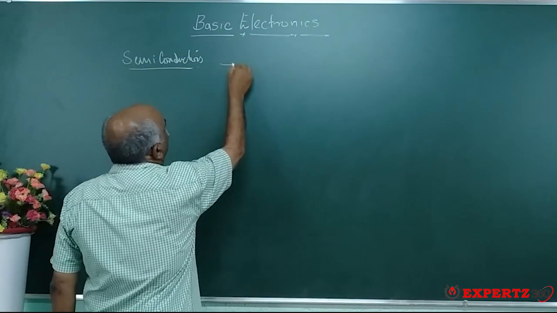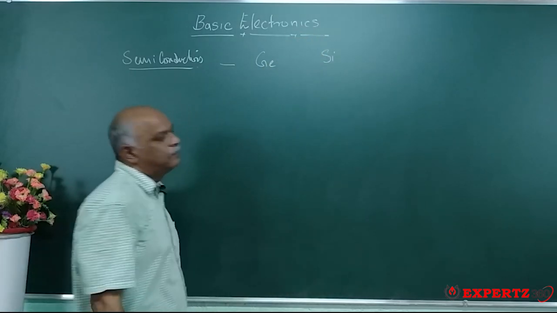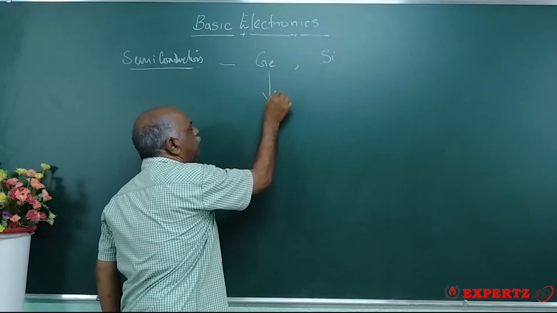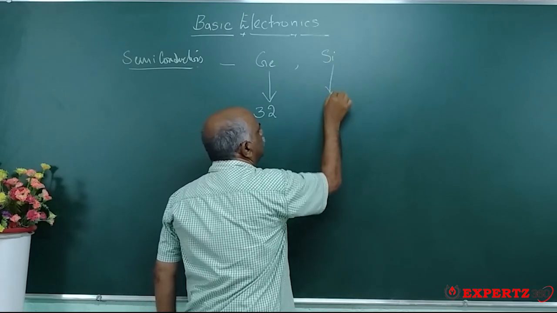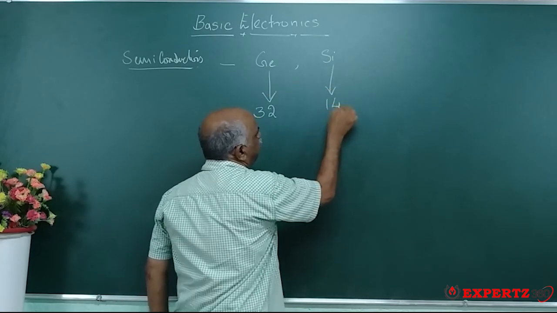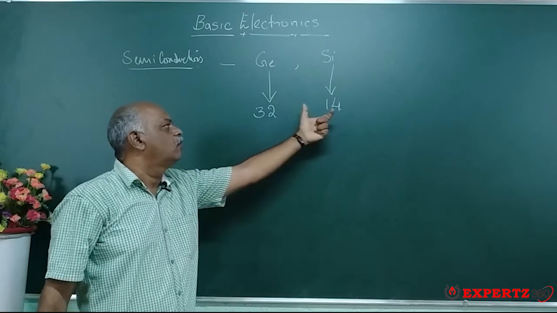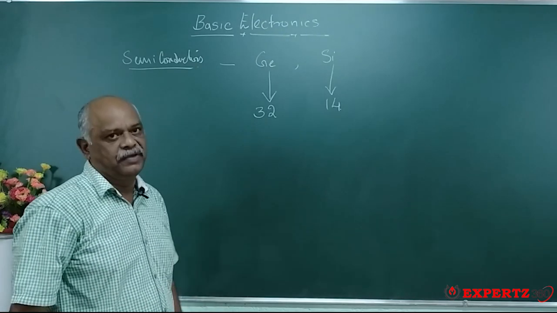So, usually we will be dealing with germanium and silicon. Germanium's atomic number is 32, and silicon's is 14. So the number of electrons will be 32 in germanium and 14 in silicon. Now, let us draw the electronic configuration of it.